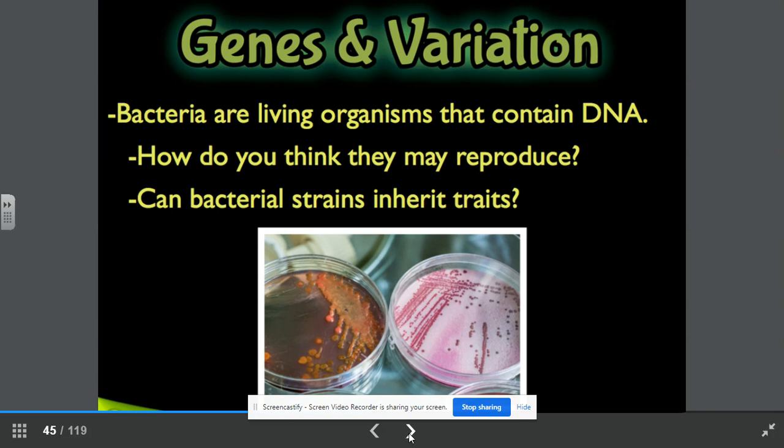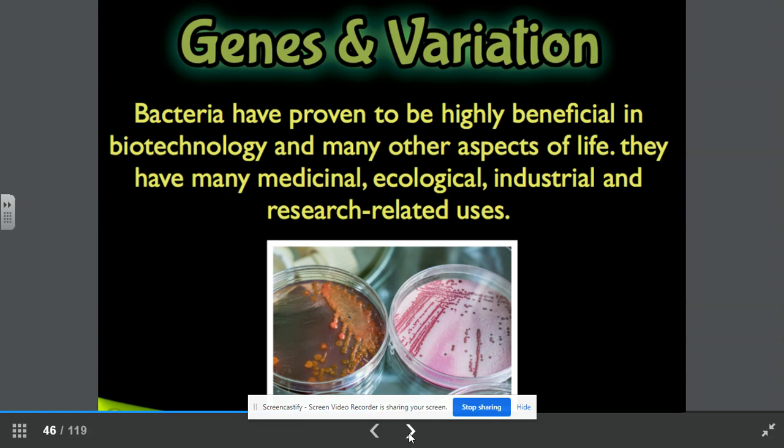Bacteria are living organisms that also contain DNA. How do you think they may reproduce? Can bacterial strains inherit traits? Bacteria have proven to be highly beneficial in biotechnology and many other aspects of life. They have many medical, ecological, industrial, and research-related uses, as you can imagine.